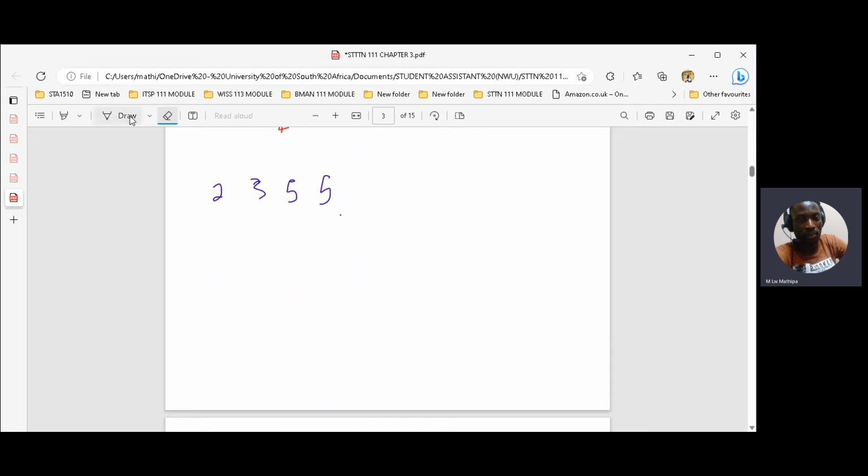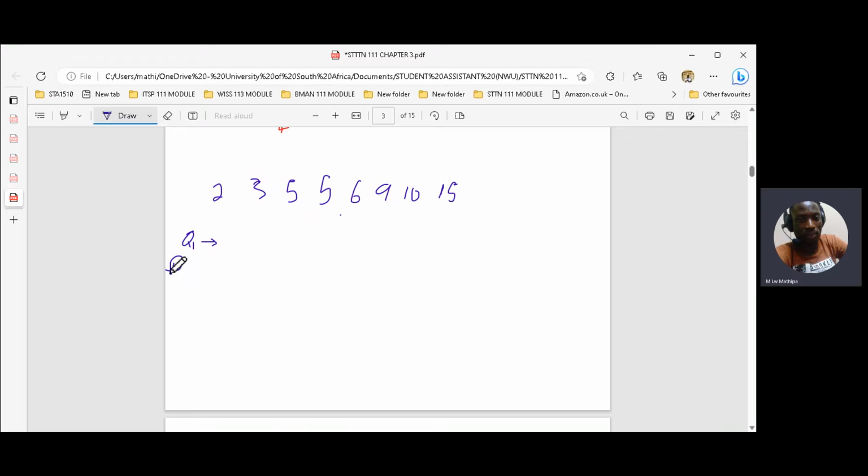Let me just write the bigger one. 6, 9, 10, 15. Okay, 6, 9, and then 10, and then 15. This one here, 15. Okay, let's calculate Q1 here, using this. Don't forget, always think about the position.